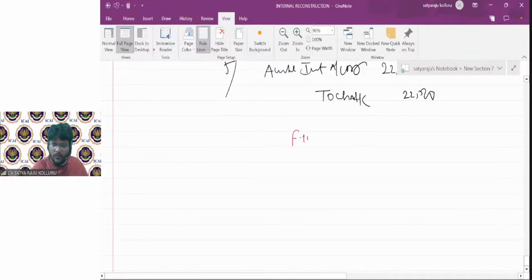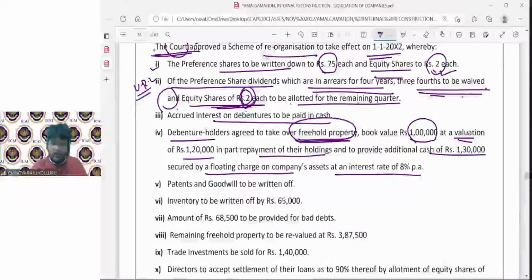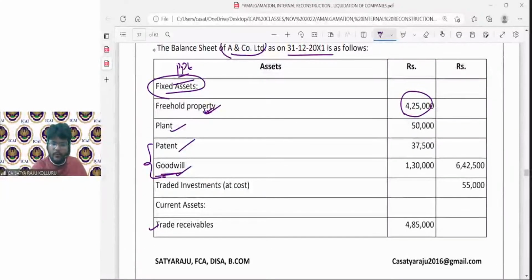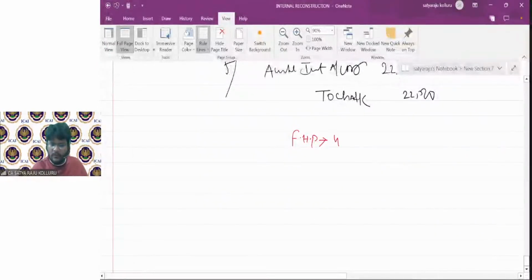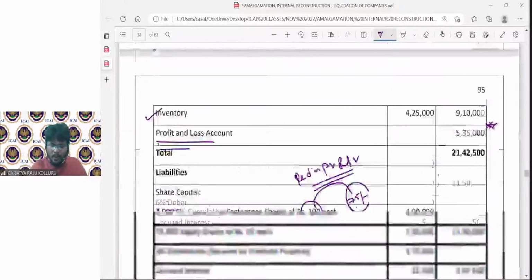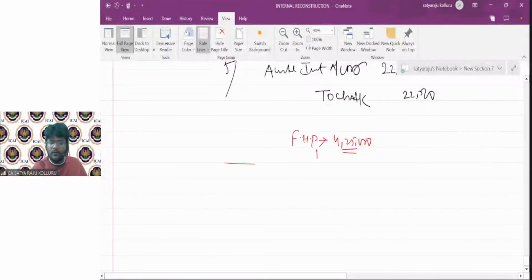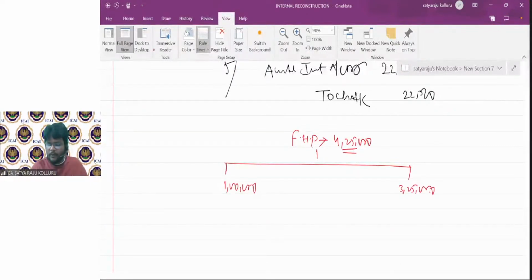First of all, freehold property is there in my books of accounts. How much? Freehold property in my books of accounts I have 4,25,000, which is the freehold property book value. Now out of which, how much is he talking about? Debenture holders agreed to take over freehold property of the book value of 1 lakh. Now he is talking about only 1 lakh. That means the remaining 3,25,000 is the other component of freehold property.